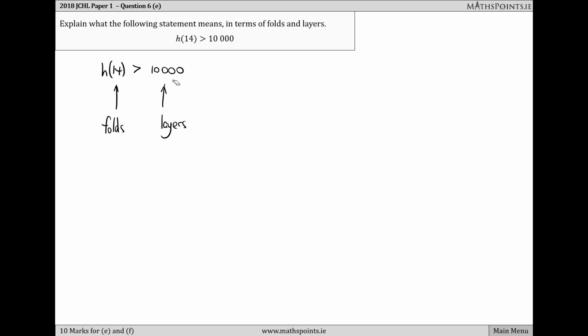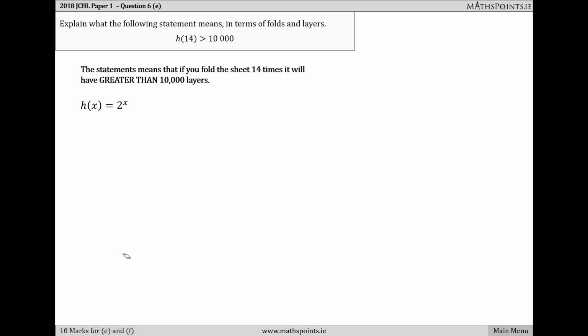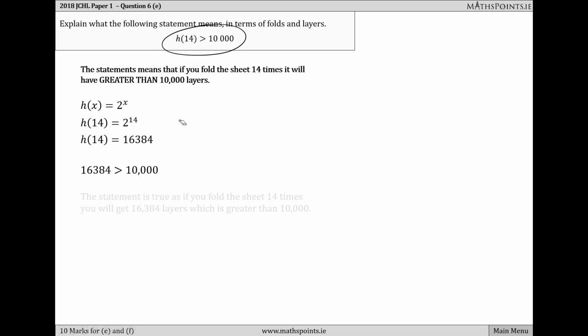be greater than 10,000. And so one way we should follow this up is by actually proving that with the maths. So in English, the statement we could make is that when we have 14 folds, we have over 10,000 layers. And mathematically, just to show that, we're going to sub 14 into our function. So h of 14 is 2 to the power of 14, which is 16,384. And so what we're saying is that when we have 14 folds, we have 16,384 layers, and 16,384 is bigger than 10,000, as was made in the original statement.